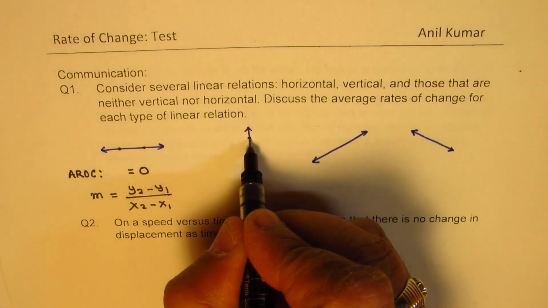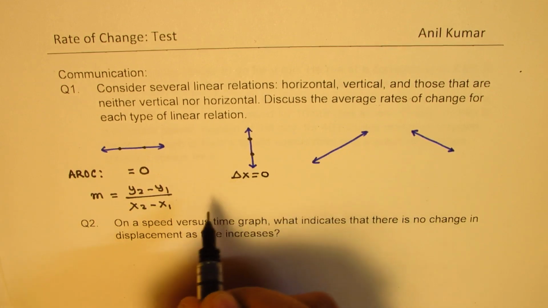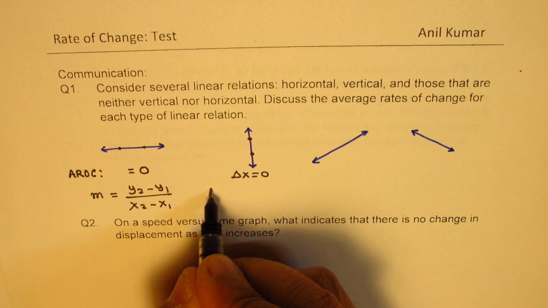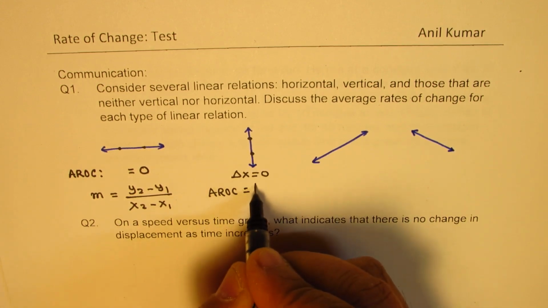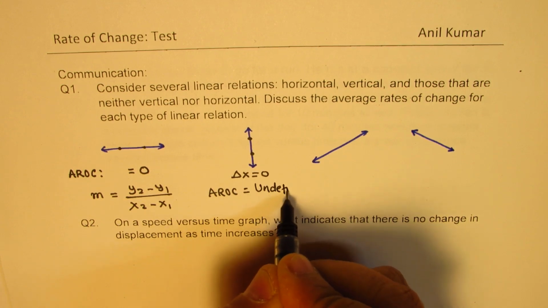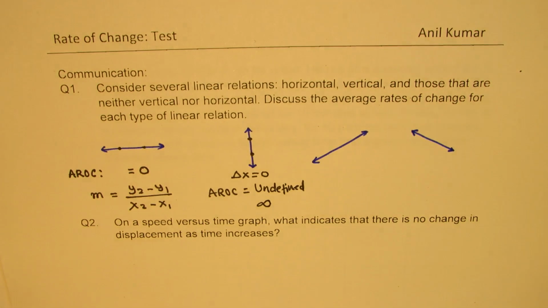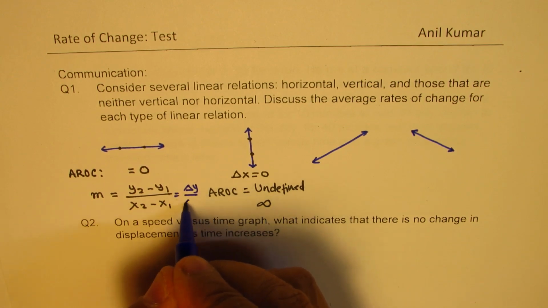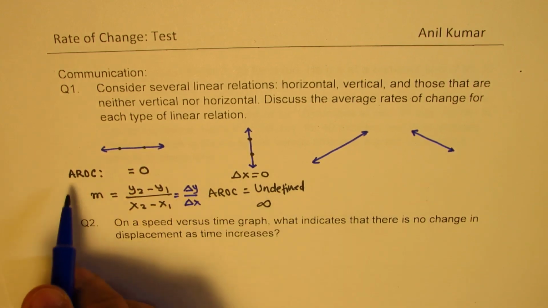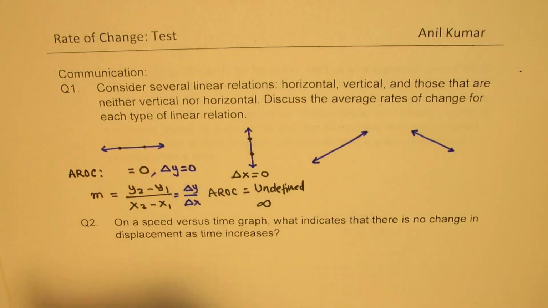Now in this case, if I consider 2 points here, in that case change in x is 0, and therefore the average rate of change here is undefined. You can say infinitely large, correct? Because the denominator which we are writing here, see, delta x is 0. Here average rate is 0 since delta y is equal to 0, correct?